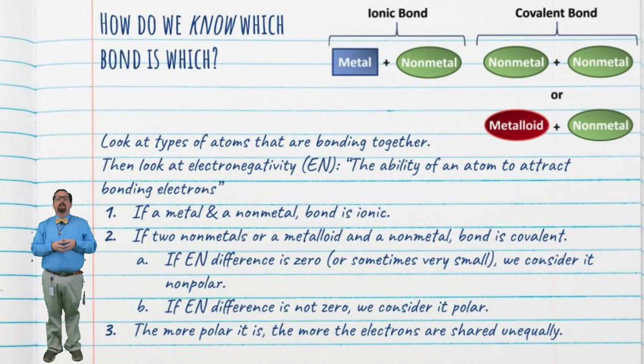If we look at a chart of electronegativity values, which range from 0.7 to 4, the difference in electronegativity values between those two atoms will tell us if it's polar or not. Basically, if there's no difference at all, or a very slight difference, less than 0.4, we consider it essentially nonpolar. If there's a difference of 0.4 or larger, we consider it polar. The larger the difference in electronegativity, the more unequally the electrons get shared between the atoms, and the larger the partial charges in the atoms will be.